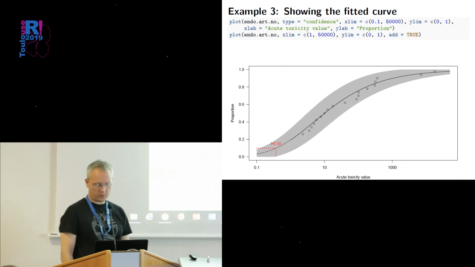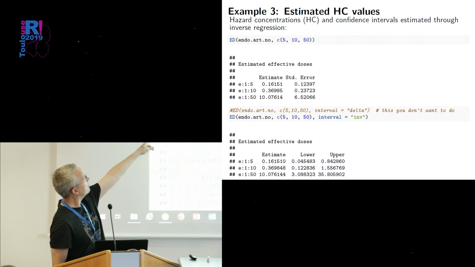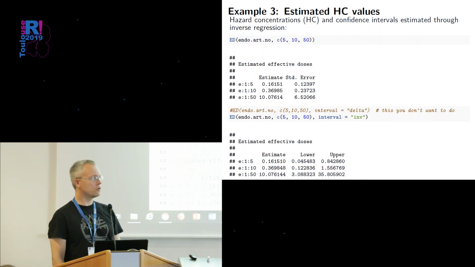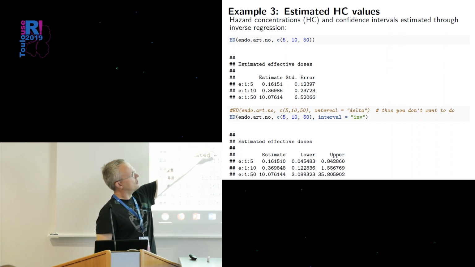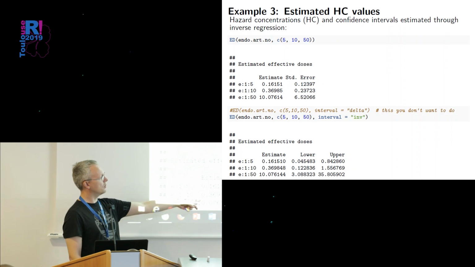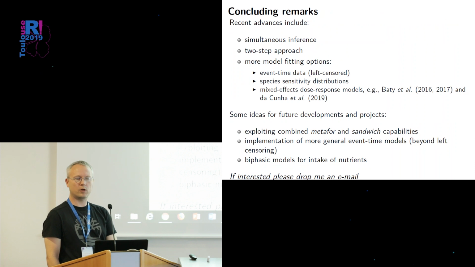And where are we here? You can do that easily, again, using the ED function. I get estimates and standard errors. Quick look, the standard errors are very large, so you would not want to use the delta method for the interval, but you can use inverse regression, then you get sensible confidence intervals as well. And I think then I'm more or less done.